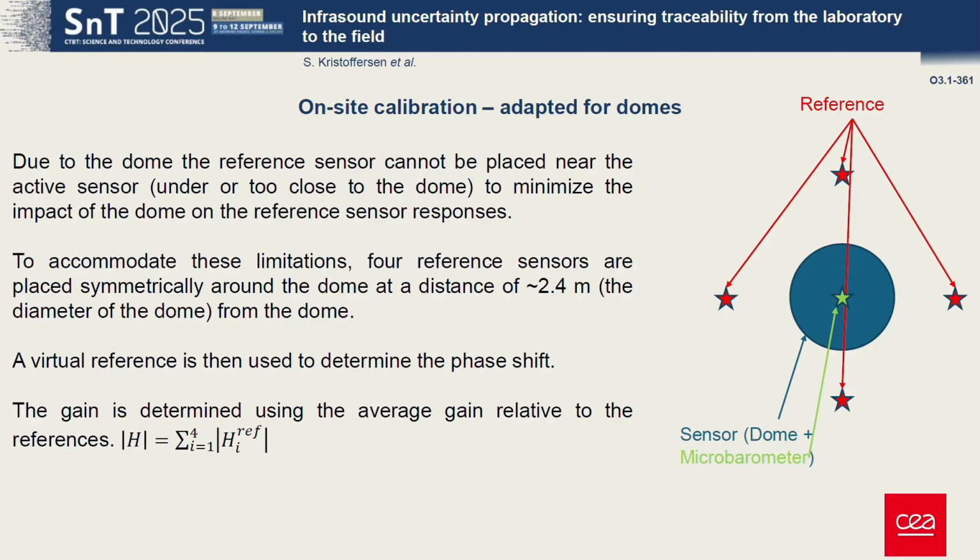And then the idea is for the phase shift, we basically create a virtual reference. By taking the average of those 4 reference sensors, that creates a virtual reference that will be centered on the microbarometer, that green star. And that allows us to get the phase shift. For the gain, we can't do that, because averaging those 4 sensors will have an impact on the gain of that virtual sensor. So I end up doing a calibration to each reference sensor individually, and then average that to get the gain.